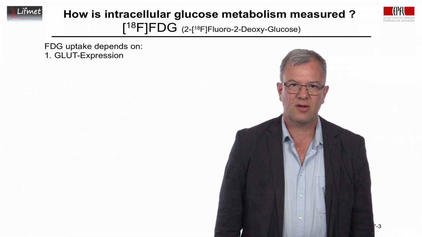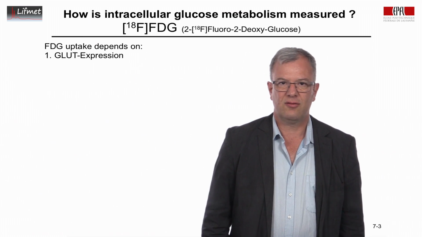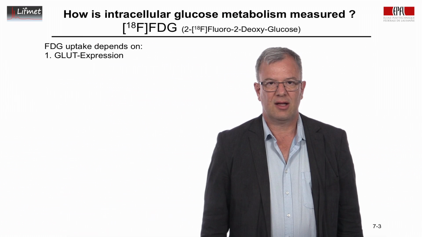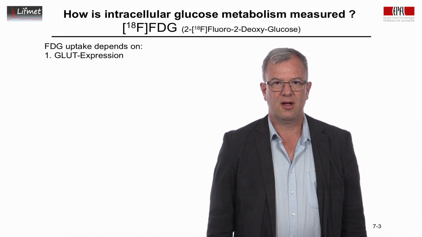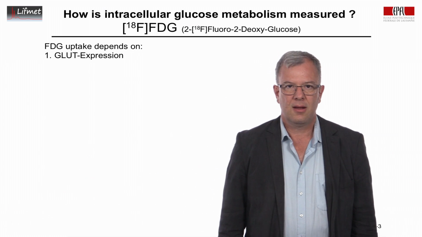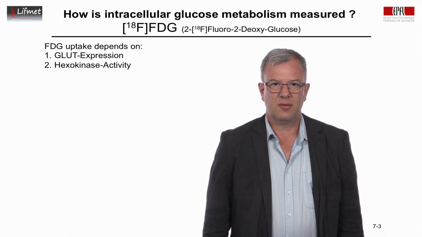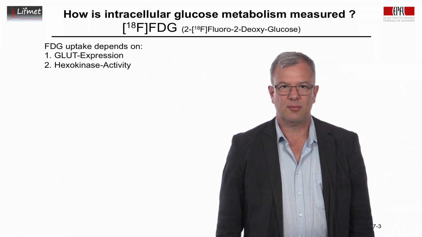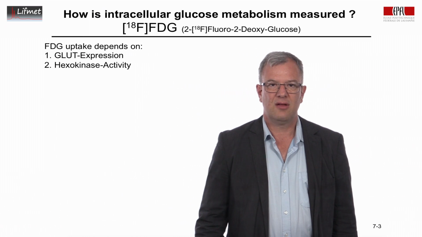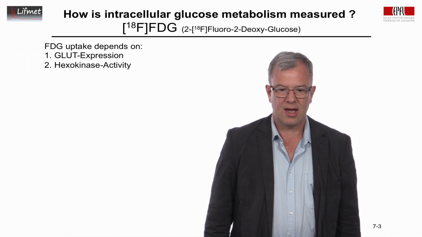So, glucose cannot go across the cell membranes. It needs a protein, sort of like a channel, that allows it to cross the cell membrane, and these are the glucose transporter proteins. It also depends obviously on the glucose metabolism. The uptake depends also on the activity of the first metabolic step of glucose metabolism, that's glucose phosphorylation, mediated by the enzyme hexokinase.